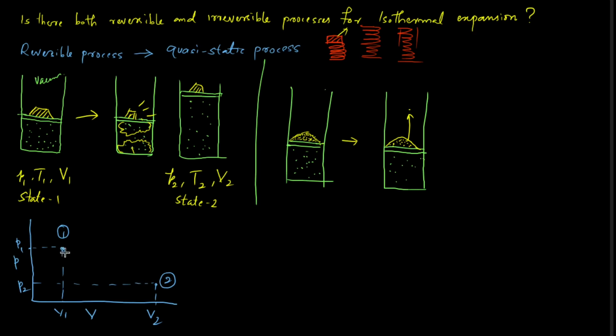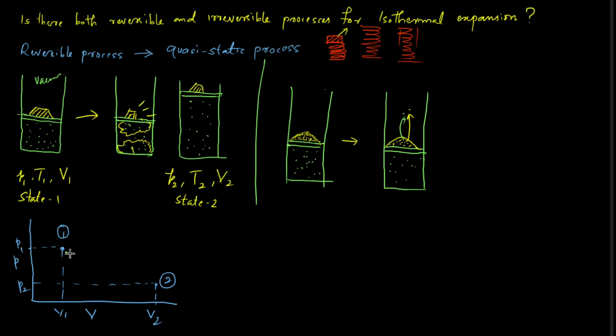So after removing one grain of sand, similarly we can take another grain, and grain by grain we can remove sand from the system, and we can reach the same state, that is we can remove half of the weight of the sand from the piston. In that case, at each point the system is almost in an equilibrium position.